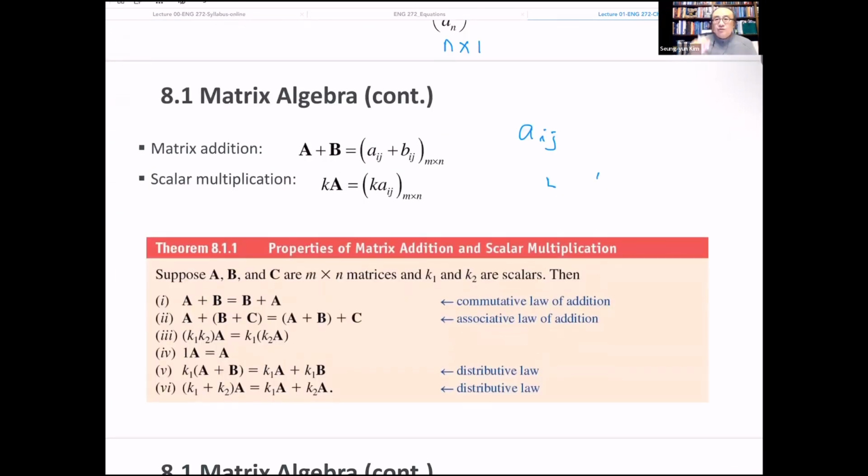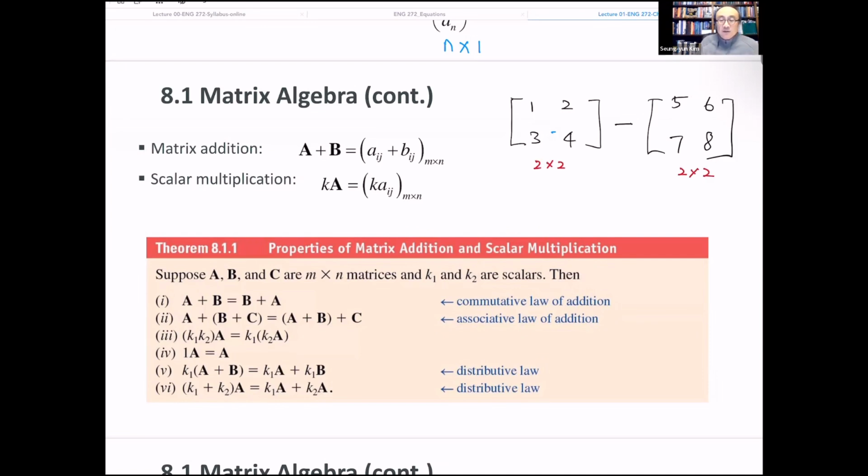For addition, you just need to take the element of each matrix and then add or subtract. Matrix 1, 2, 3, 4 minus 5, 6, 7, 8. This is 2 by 2, meaning 2 rows and 2 columns. For addition and subtraction, you just take the same location and add or subtract. So the result is going to be 1 minus 5 for first row, first column, 2 minus 6 for first row, second column, 3 minus 7 for second row, first column, and finally 4 minus 8. That's going to be the answer.